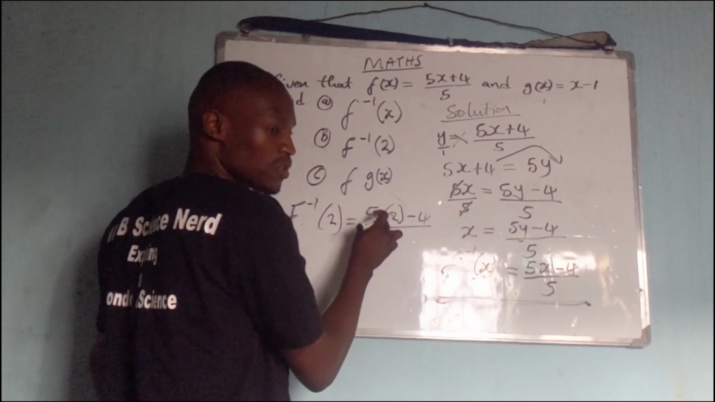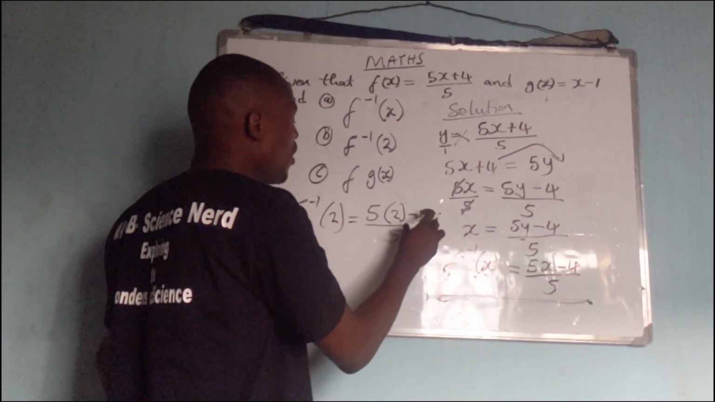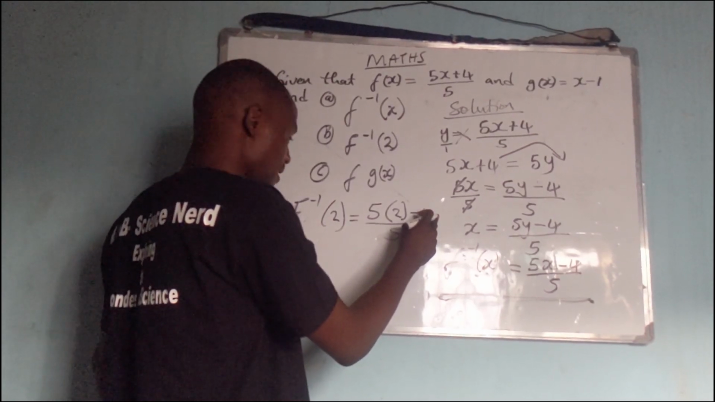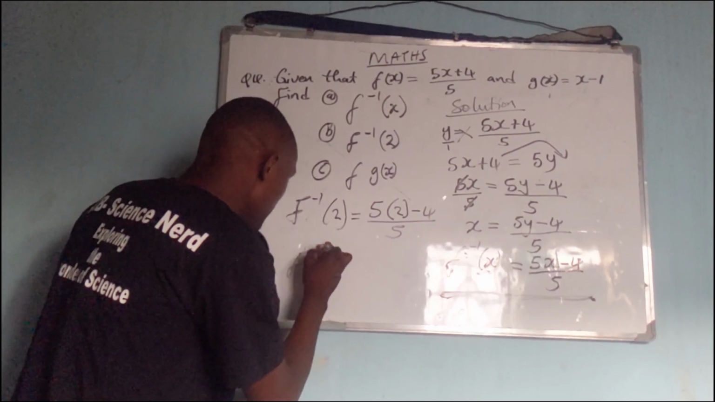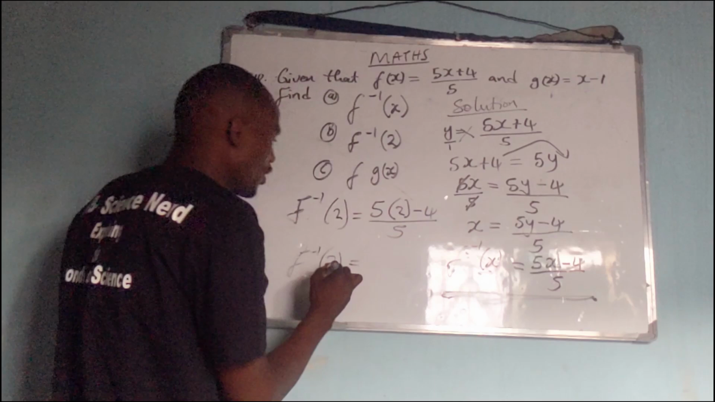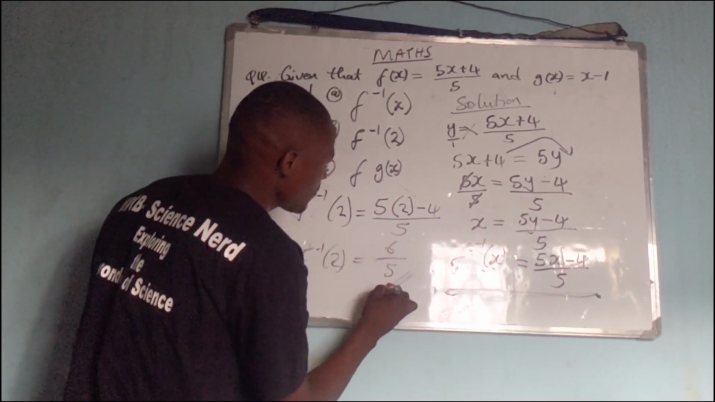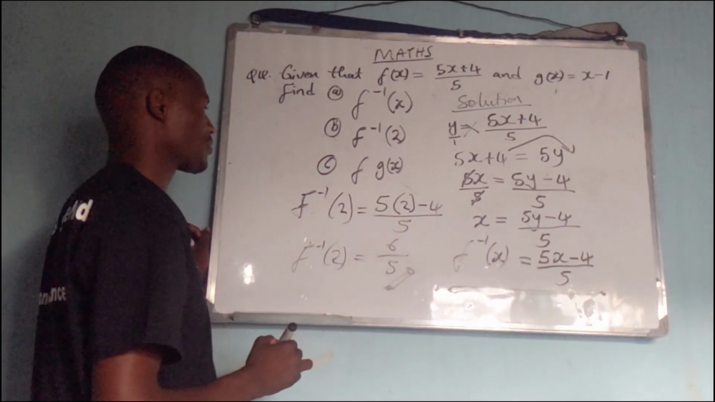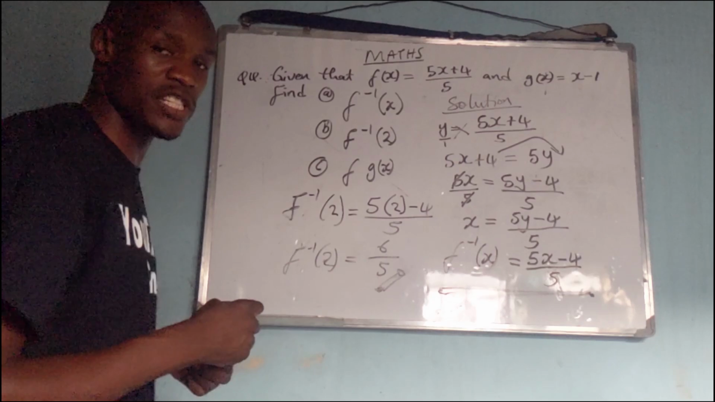5 multiplied by 2, which is 10. 10 minus 4, which is 6. Therefore, we are going to have the inverse of the function of 2 being equal to 6 over 5 as our answer. Let's go ahead and deal with question C.